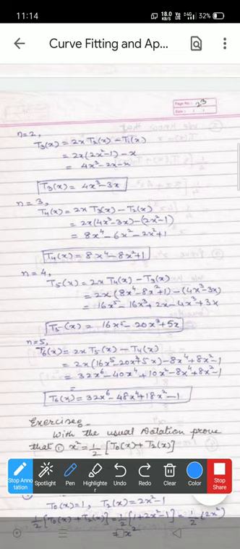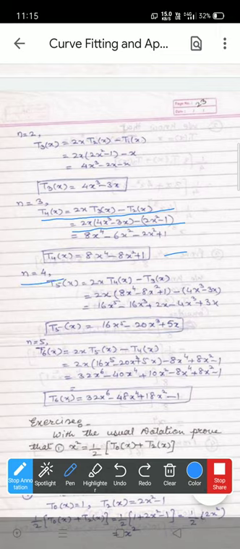Similarly, in the recurrence relation, if we substitute n equals 3, then we get T4(x) is equal to 2x T3(x) minus T2(x). We know the values of T3(x) and also T2(x). Then substituting in this, we get 2x into 4x cube minus 3x minus (2x square minus 1). By multiplying, we obtain 8x raised to the 4 minus 6x square minus 2x square plus 1. So, T4(x) is equal to 8x raised to the power 4 minus 8x square plus 1.